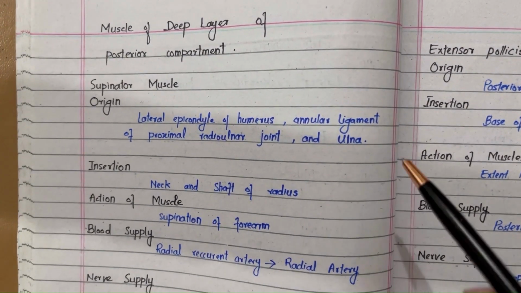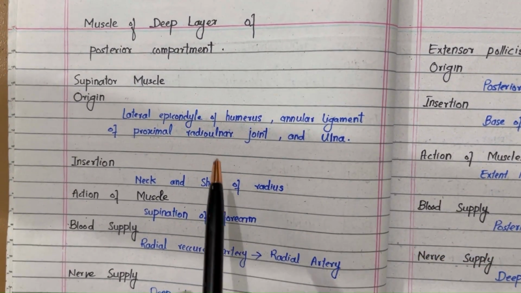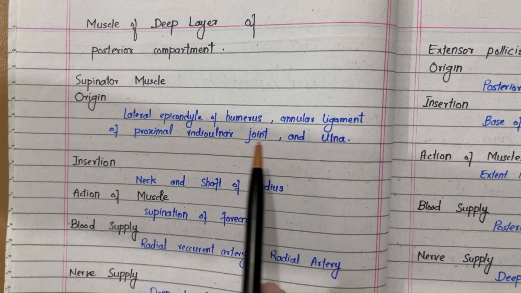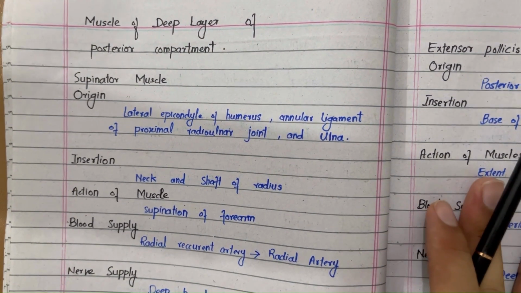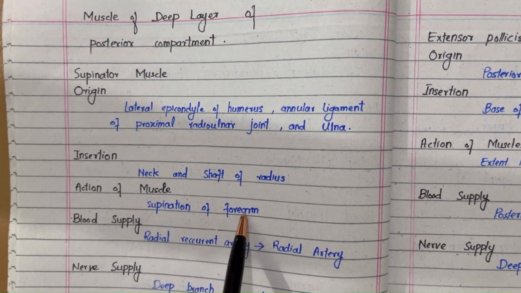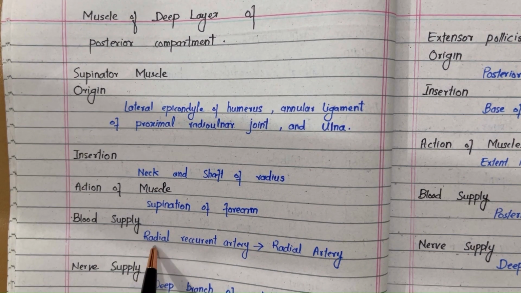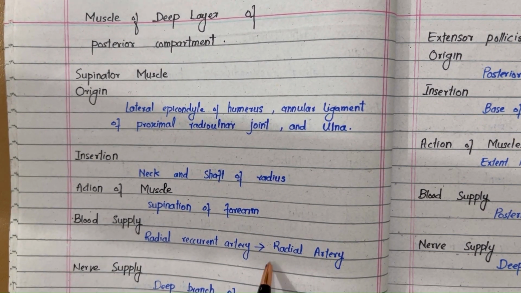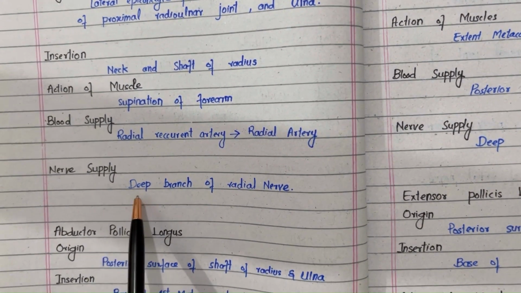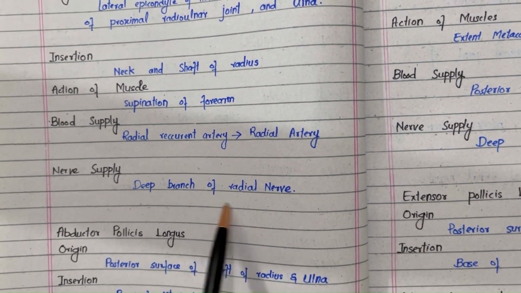Now student, as we have discussed the anatomy of the supinator muscle, here we will overview this muscle as it originates from the lateral epicondyle of the humerus bone and the ulnar bone, and this muscle inserts into the neck and the shaft of the radius bone. It plays an important role in the supination of the forearm, and it is supplied by the radial recurrent artery, which is the branch of the radial artery. Student, the supinator muscle is innervated by the deep branch of the radial nerve.